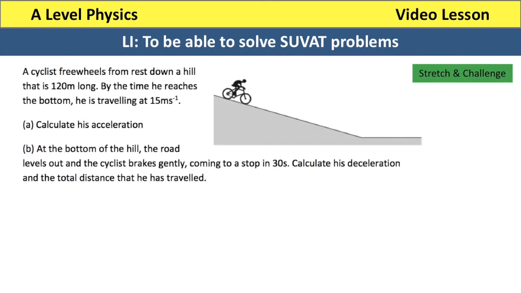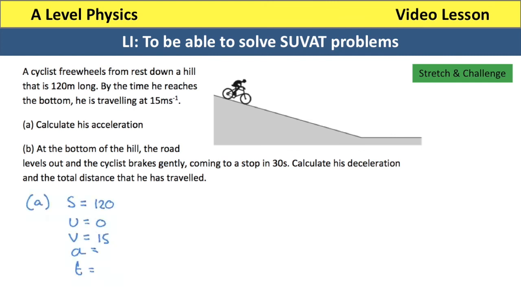The final stretch and challenge question, again pause the video if you haven't already done it and then press play. A cyclist freewheels from rest down a hill that is 120 metres long. By the time he reaches the bottom, he is travelling at 15 metres per second and we've been asked to calculate the acceleration. Absolutely no prizes for guessing what the first step of solving this is.